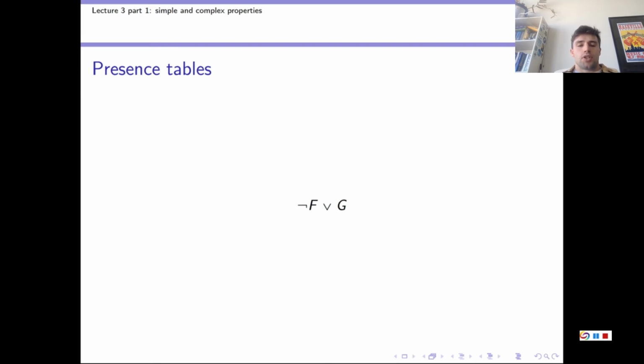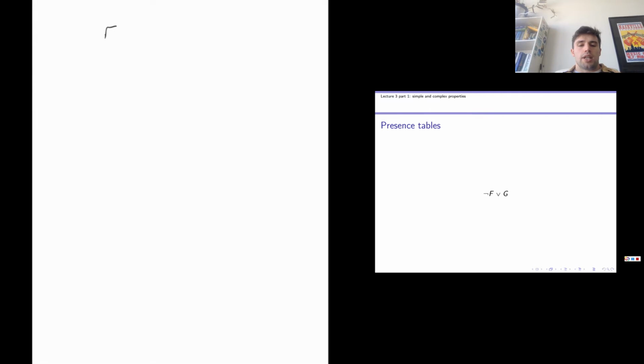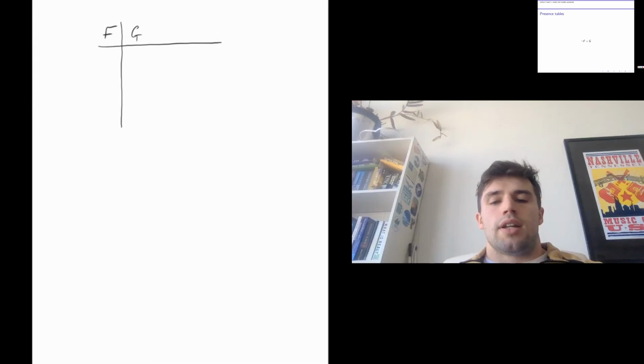It's built out of two simpler properties, F and G, using not and the v symbol, or. Now we want to calculate the presence table for the complex thing, not (F or G). So we begin by recording F and recording G and the different property combinations that they might take. Now instead of just modeling this example, there'll be a few questions throughout it, so here we go.